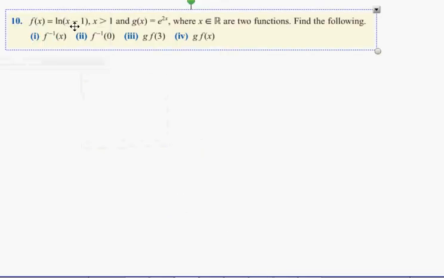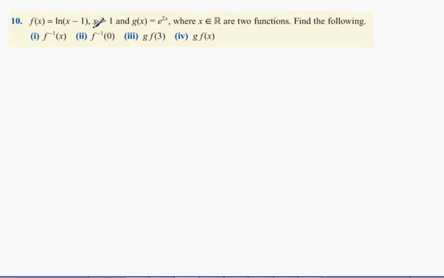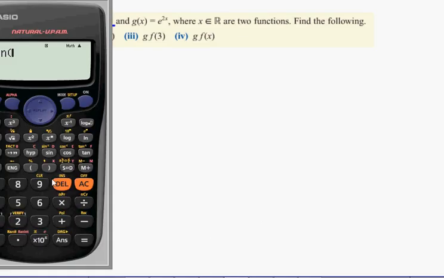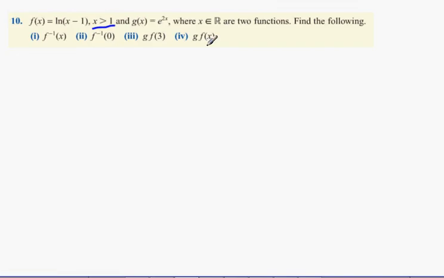It's number 10. f of x equals ln x minus 1. x greater than 1. Why does x have to be greater than 1? You can't get a negative log. So ln of any minus number doesn't exist. So for example, ln minus 3 doesn't exist. Maths error. Okay?